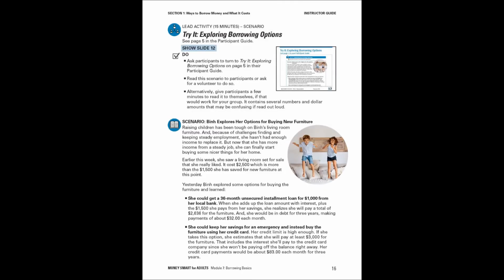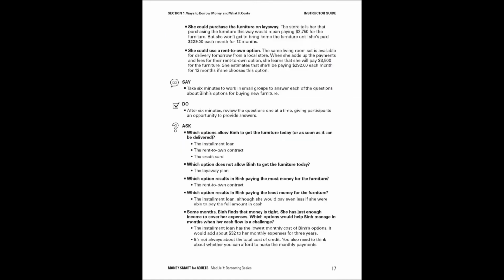So as we go into the first activity, the triad activity, we have a scenario where Ben explores her options for buying new furniture. So as in other activities, either read it aloud yourself or ask a volunteer to do so. However, because this particular scenario contains several numbers and dollar amounts, it might be confusing if read aloud. So you may alternatively want to give participants a few minutes to read it themselves, if that works out for your group. Now, you're going to give them about 6 minutes to review the questions and to answer them.